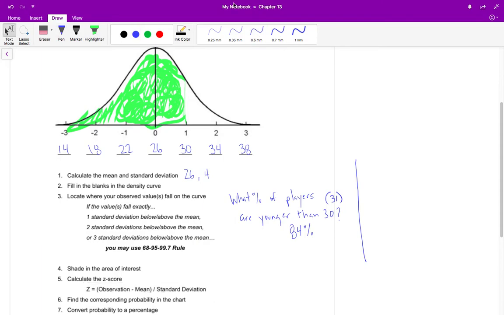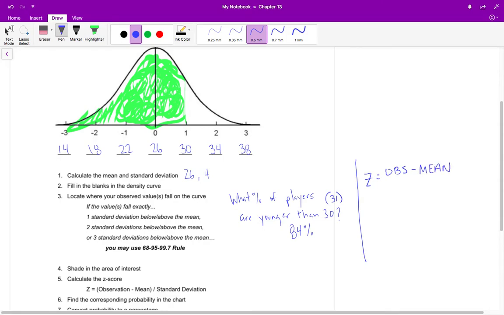Okay. So what does that look like in written form? Z is equal to my observation, and I'm just going to capitalize OBS, minus the mean, all over the standard deviation. And students often ask me, well, what is the observation? And I always say, don't worry about it. Wait till last to figure out what that number is, right? The mean in this case I know is 26. The standard deviation in this case is 4.